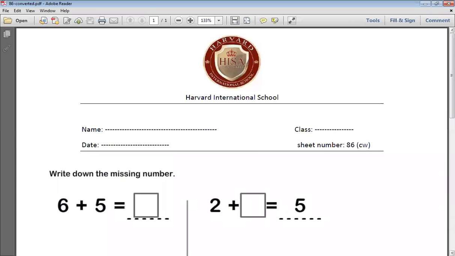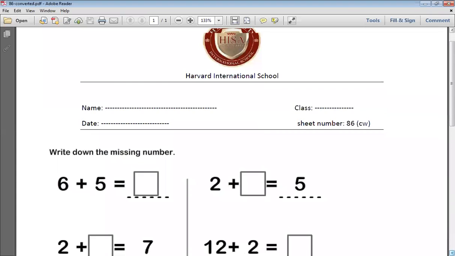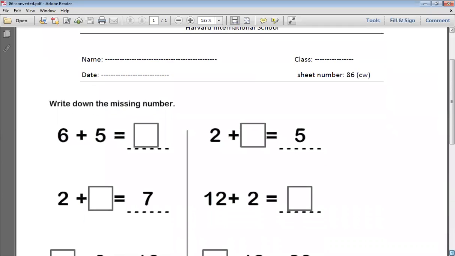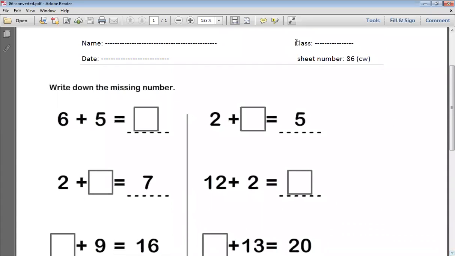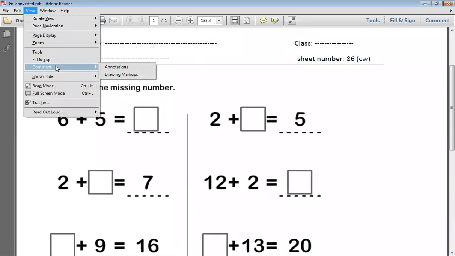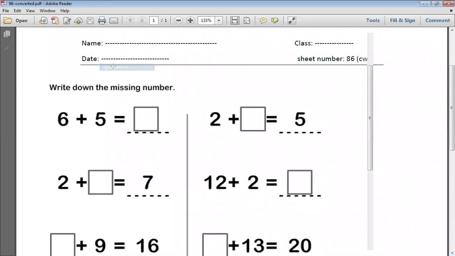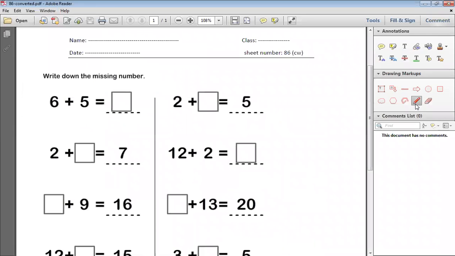Okay, sheet 86, next classwork, about also the missing numbers in the addition. Okay, I need you to know that we are working in the addition, missing numbers in the addition, because missing number in the subtraction, we will take it next year.